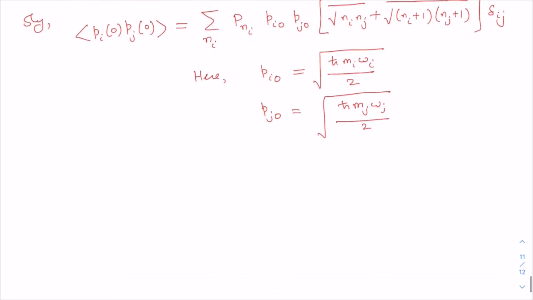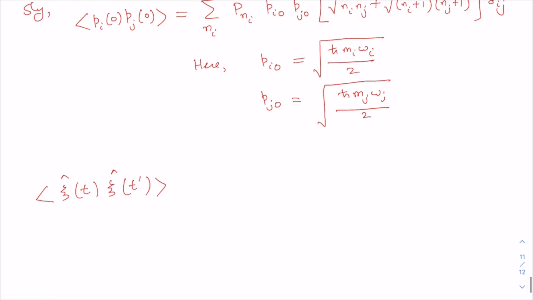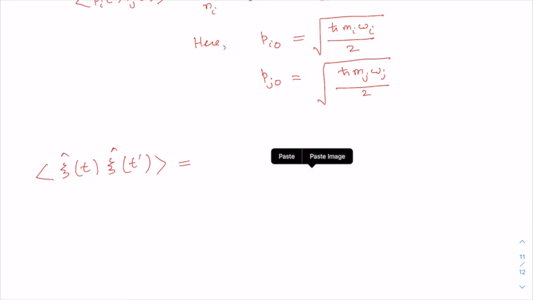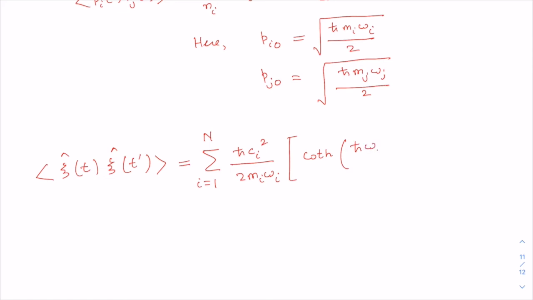Now, using these relations, we can work out the autocorrelation for the Langevin noise, the quantum Langevin noise here, because these are now quantum operators. If the calculations are done, you will see that you will get summation i equals 1 to N of ħ c_i squared divided by twice m_i ω_i, times coth of ħω_i divided by 2 k_B T, where ħ is the reduced Planck's constant and k_B is the Boltzmann constant, and here you have cos ω_i(t−t') minus i sin ω_i(t−t'). So this is what you will get.